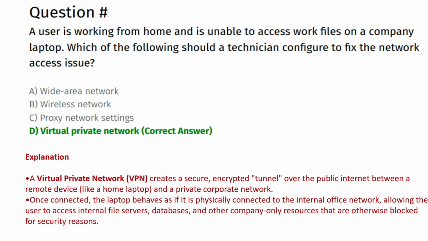A virtual private network (VPN) creates a secure encrypted tunnel over the public internet between a remote device like a home laptop and a private corporate network. Once connected, the laptop behaves as if it's physically connected to the internal office network, allowing the user to access internal file servers, databases, and other company-only resources that are otherwise blocked for security reasons. So that's why the correct answer for this question is option D, virtual private network.